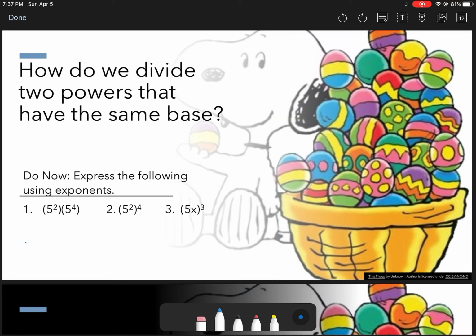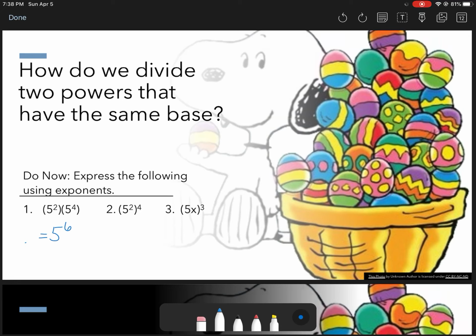For question number 1 here we have 5 squared times 5 to the 4th. Remember, when we have the same base, all we have to do is add exponents. 2 plus 4 is 6, so our answer is 5 to the 6th power.